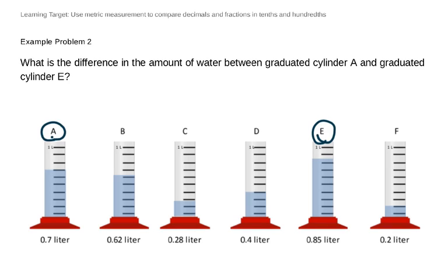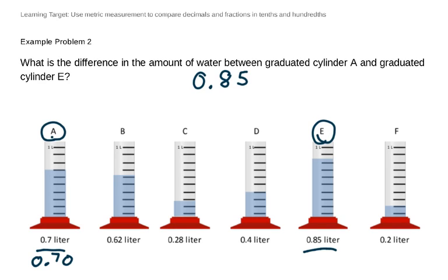I can see that E has more water in it, so it's greater than A, and I notice down below it's 85 hundredths of a liter, and I notice graduated cylinder A is 7/10. We can rewrite that as 70 hundredths. They're the same thing. And that will make it easier for us to find the difference. So now it just becomes a subtraction problem.